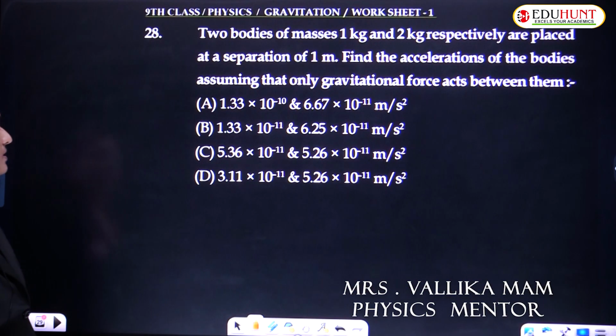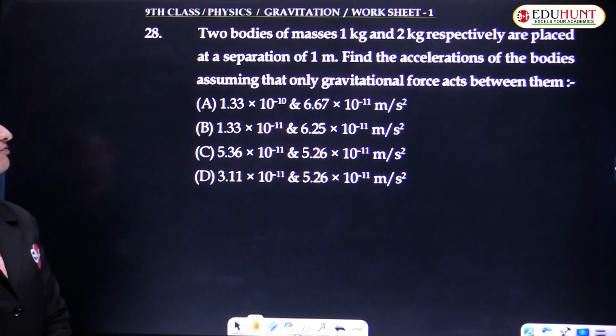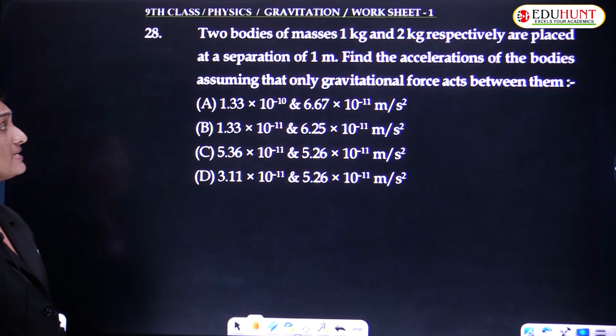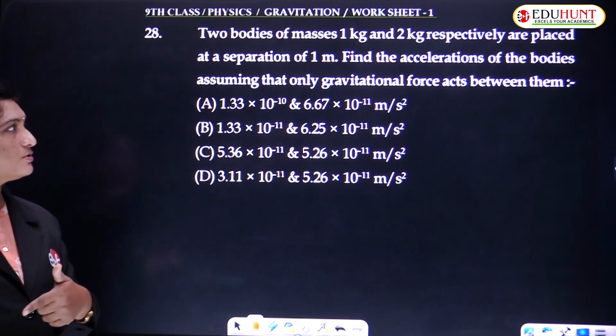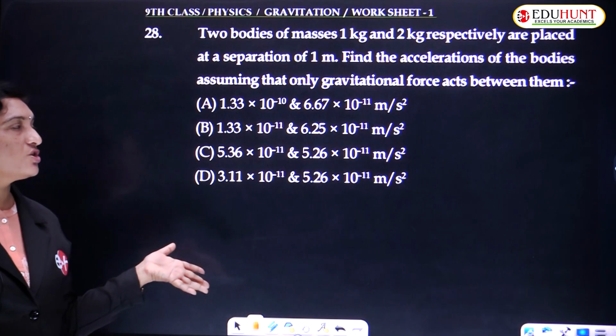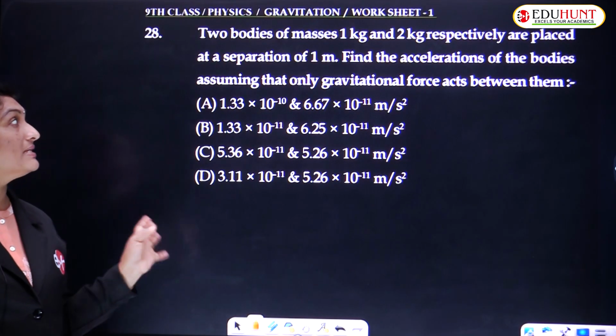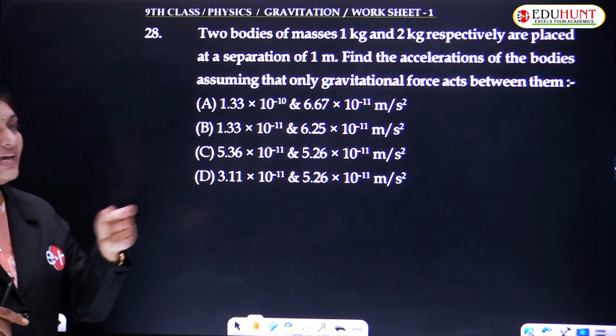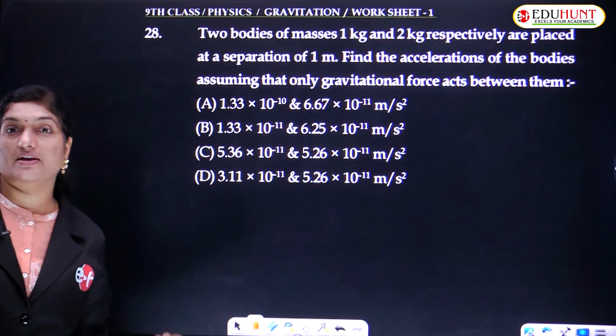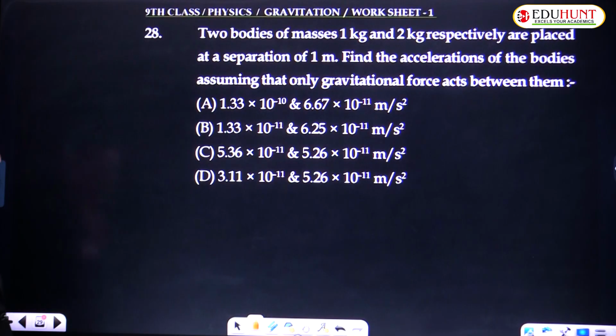Let us also try to solve the next question, 28th question. Two bodies of masses 1 kg and 2 kg respectively are placed at a separation of 1 meter. So, two bodies are given, 1 kg as well as 2 kg, and the distance of separation is 1 meter. Find the acceleration of the body, assuming that only gravitational force acts. So, it asks you to find the acceleration of each body: the acceleration of the first body as well as the acceleration of the second body.